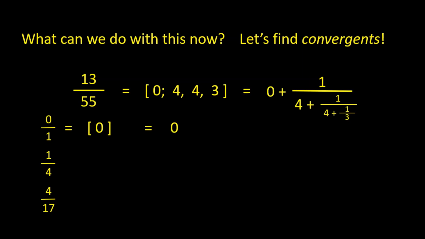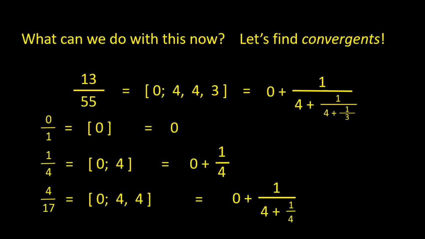1/4 is what we would have if our continued fraction only had its first 2 terms, 0, 4. And that, of course, is shorthand for 0 plus 1 over 4. The third convergent, 4/17, is what we would have had if our continued fraction only had its first 3 terms, 0, 4, 4. And that is shorthand for 0 plus 1 over 4 plus 1 over 4. And then finally, adding the 4th term, we get the whole thing that we have at the top of the screen.